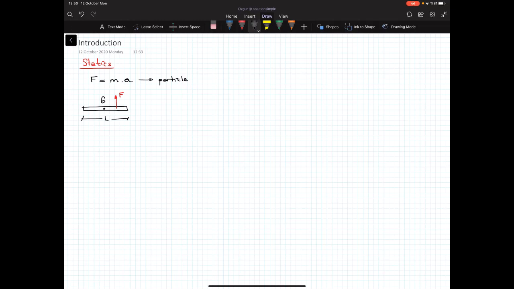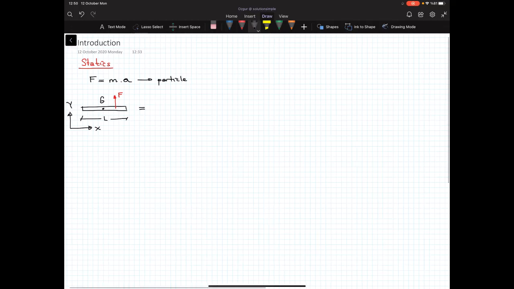So how does it move? In order to describe that motion, we need a coordinate system. So let's write a coordinate system. Let's say that that's our x, y, a Cartesian coordinate system. And we divide the motion into three components. The first component is translation in x.